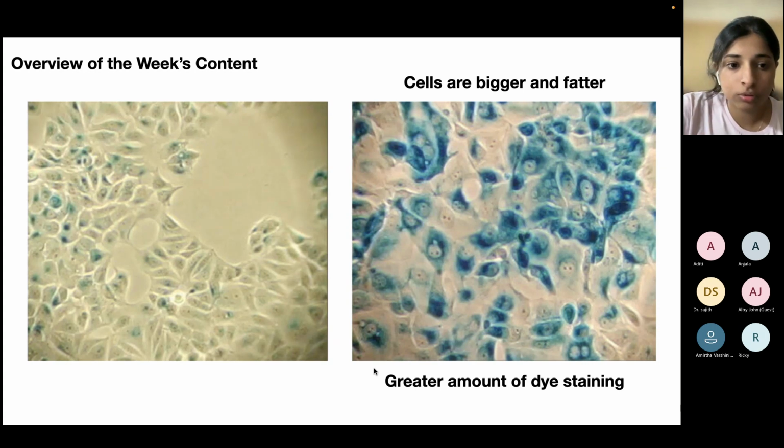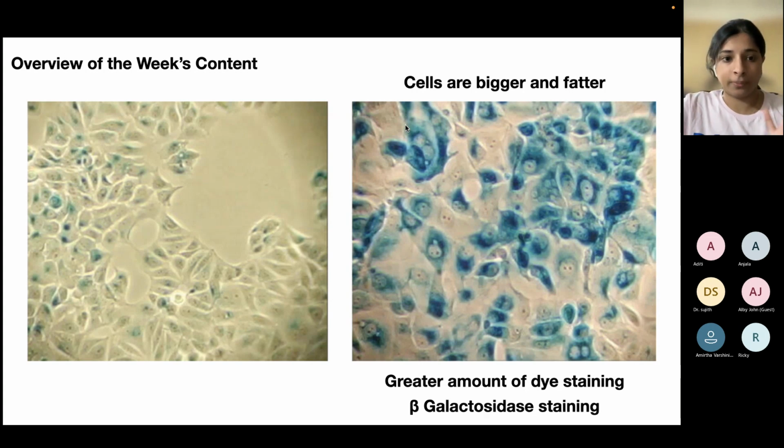Now, also you can notice that the cells are bigger and fatter when compared to these set of cells. And there are some cells with a double nucleus, like this cell has two nuclei, this cell has two nuclei. So there are multinucleated forms as well. In general, cells have grown in size and are bigger. So why is this? What are the two populations of cell? What they have tried to represent here is a normal cell and a senescent population of cell.